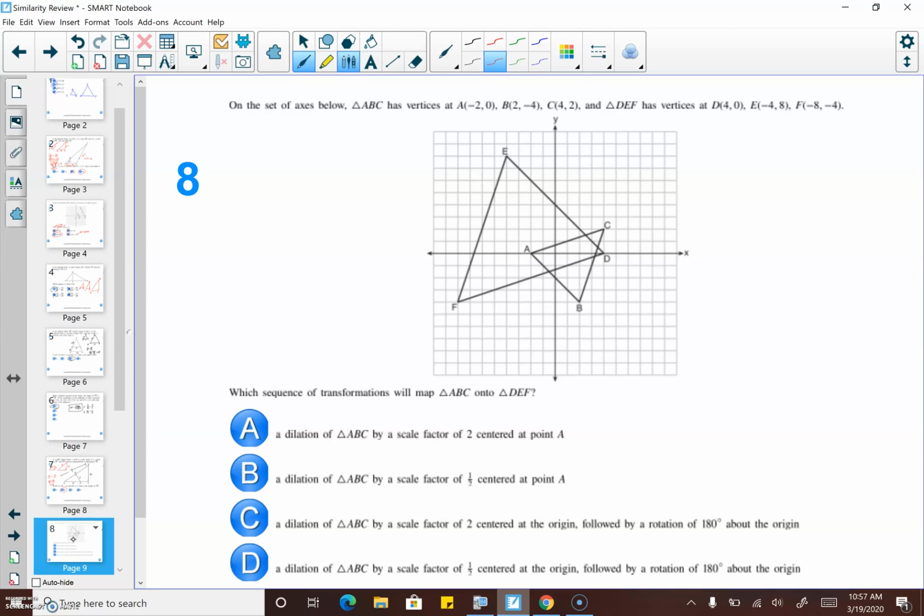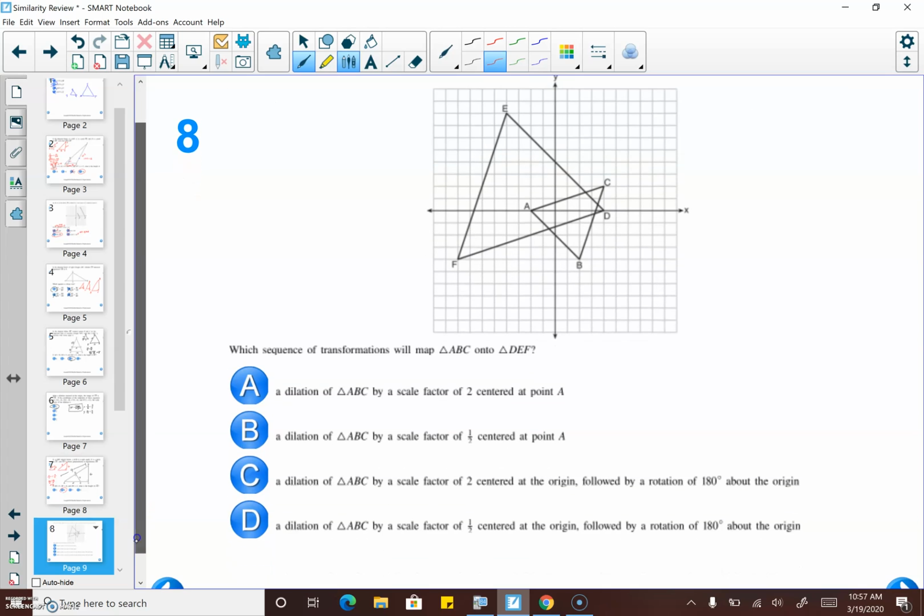Which sequence of transformations will map ABC onto DEF? So if we're going from ABC to DEF, we know it is getting bigger. So our scale factor has to be greater than 1. So just by knowing that piece, we can get rid of B and D because of their scale factors.